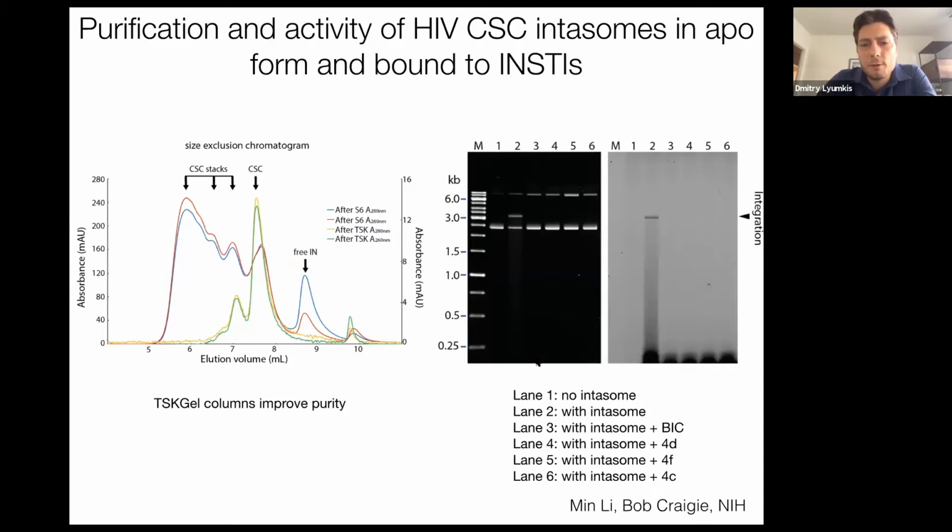You can show that these intasomes are active. They will perform multiple rounds of concerted integration, and if you incubate with any of the compounds, they effectively inhibit and block integration.